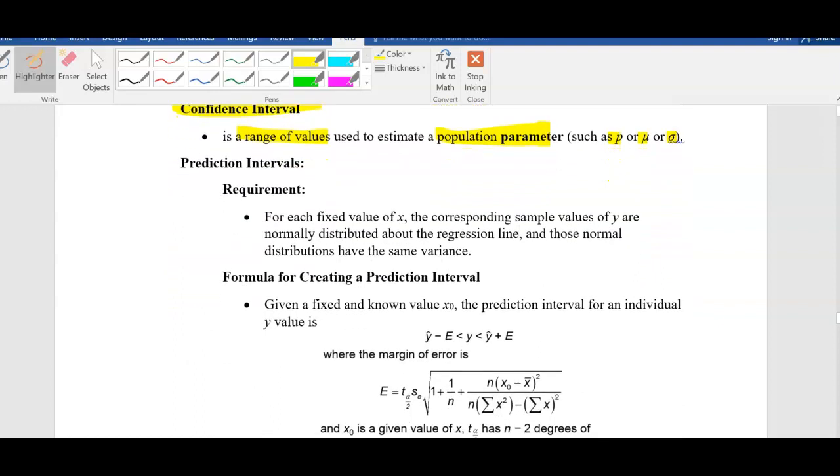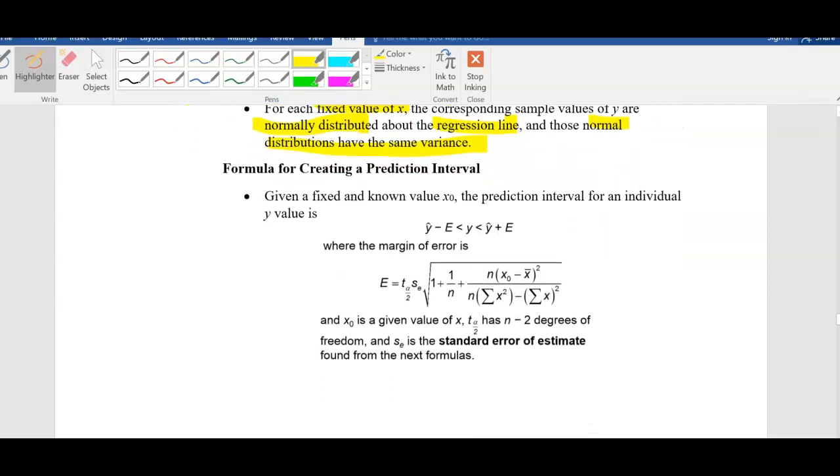All right, the requirements. We have to have a fixed value of x. The corresponding values of y are normally distributed about the regression line, and there's a normal distribution with the same variance is what we're going to be looking at. So now when we look at this, we're going to have our fixed and known value of x. We're going to create a prediction interval for y. So the y value is going to be y hat minus the error and y hat plus the error over our population.